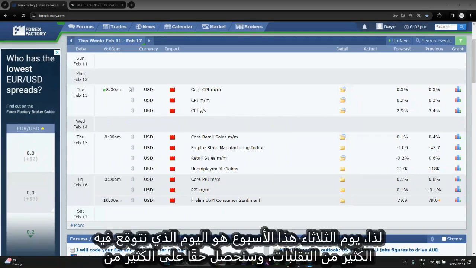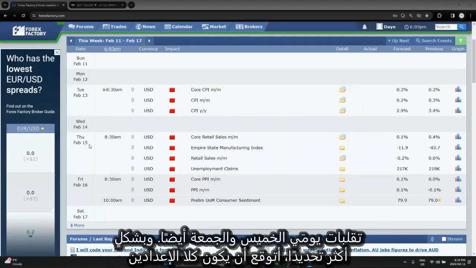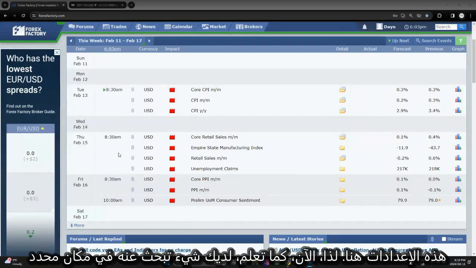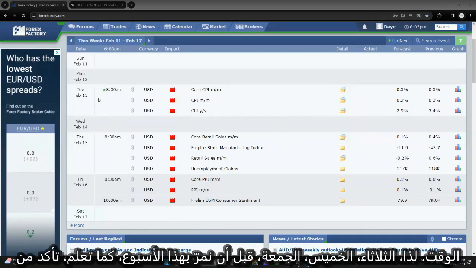So this week, Tuesday, is where we will expect a lot of volatility. We'll get volatility on Thursday and Friday as well. More in particular, both of these setups, I'm expecting 2 out of 3 of them to form during 9 to 10:30 in the morning. So 2 out of 3 of these setups right here. So right now already, you have something to look for at a specific time.